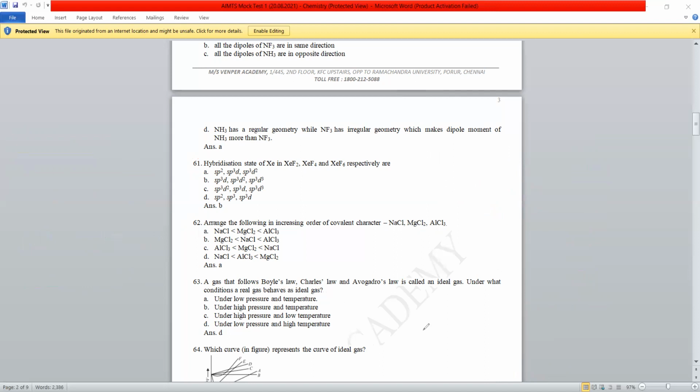Under what conditions, students? At low pressure and high temperature. Only at low pressure and high temperature do real gases behave as an ideal gas. So this is the condition in which real gases behave as an ideal gas. That is the correct answer. So we can go to question number 64, students.